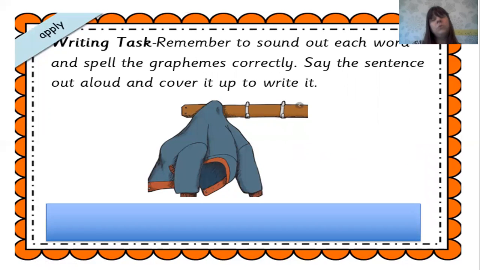So, we're going to write, I put the coat on a peg. Let's all say it. I put the coat on a peg. Say it again. Can you write that, please? And then we'll check and correct it. And I will help you also. Give you a couple of seconds and then we'll do the first one together. Okay. Are you ready?